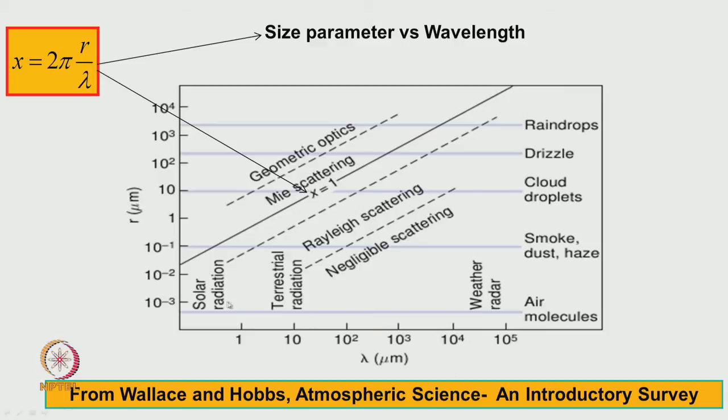Now in the incoming solar radiation, for air there is negligible scattering, but once you have smoke, dust and haze, the Rayleigh scattering will be like this. So some amount of Rayleigh scattering will take place, okay. But the moment you are looking at cloud droplets and so on, the game changes.